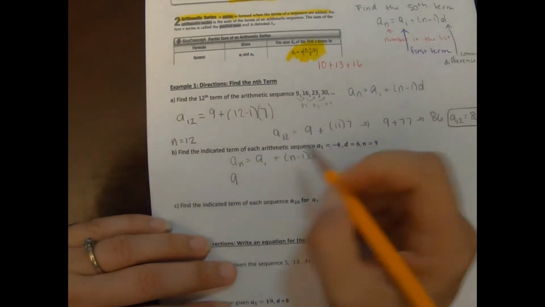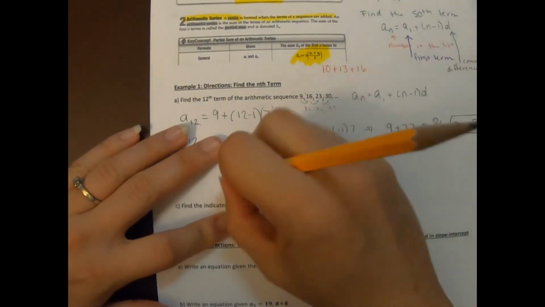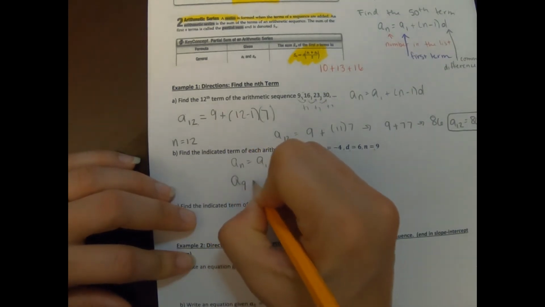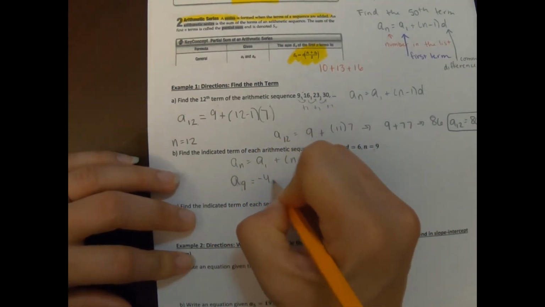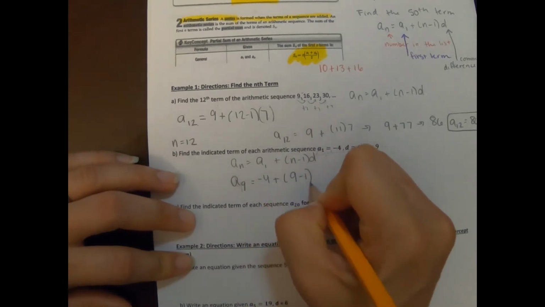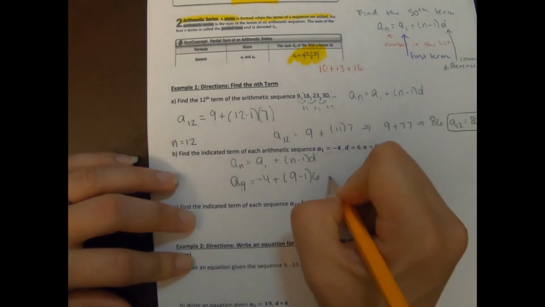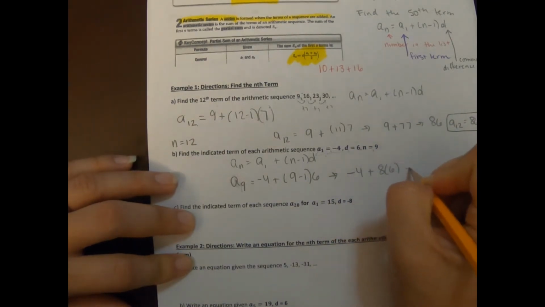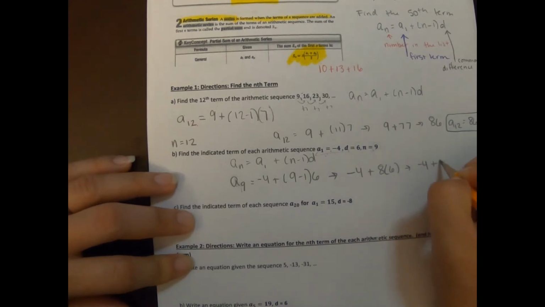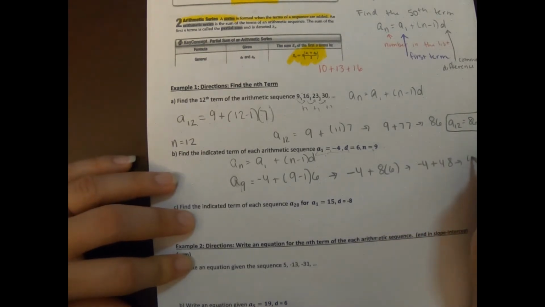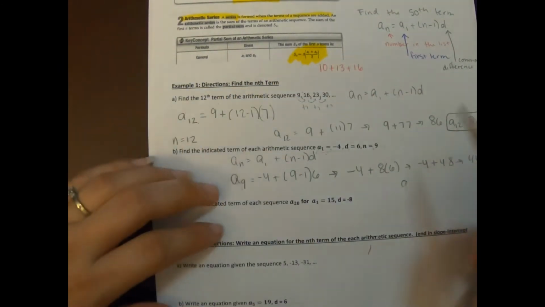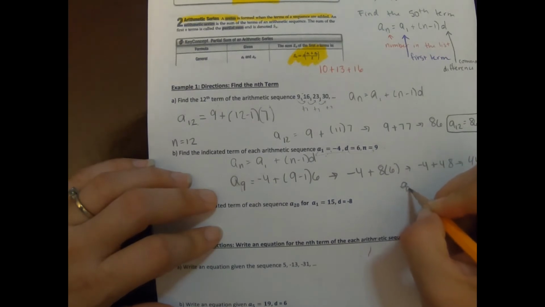So we're going to do A with a little 9. Oh, tricky. My A's and my 9's look just alike. A9 equals -4 plus 9 minus 1 times 6. So that's -4 plus 8 times 6. -4 plus 48 is going to be 44. Our 9th term, A sub 9, is 44.